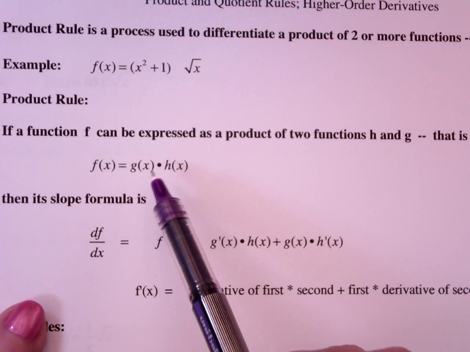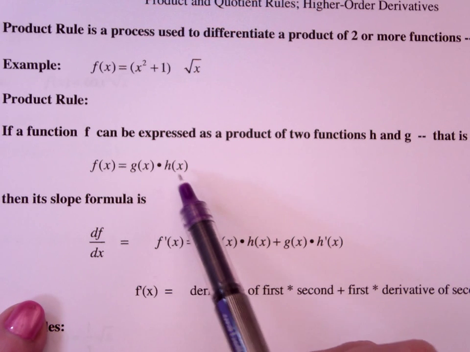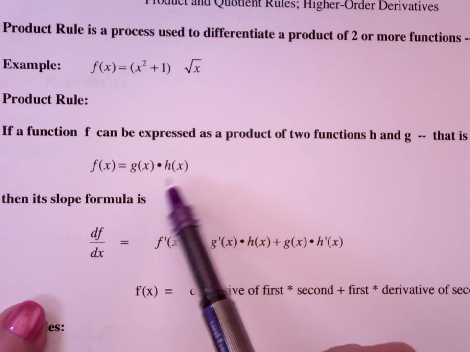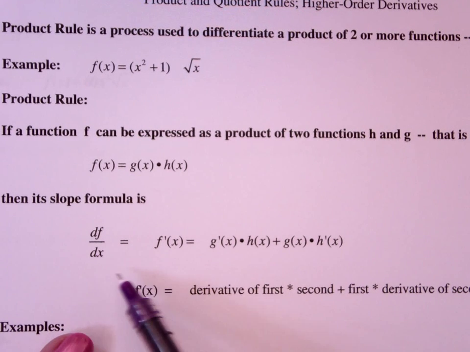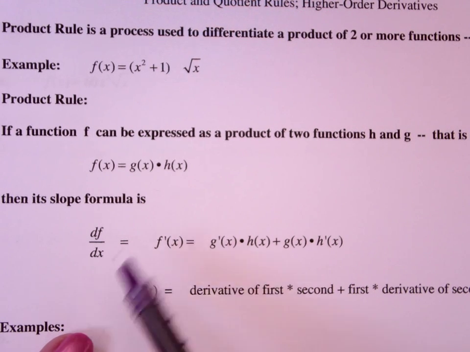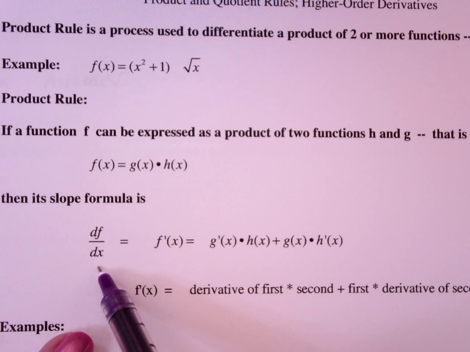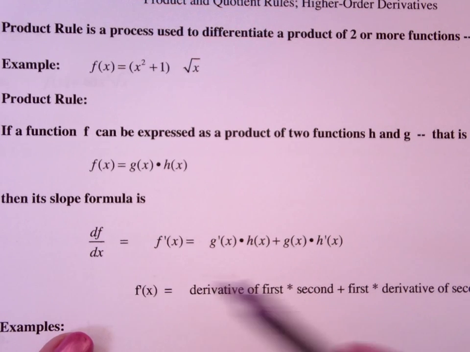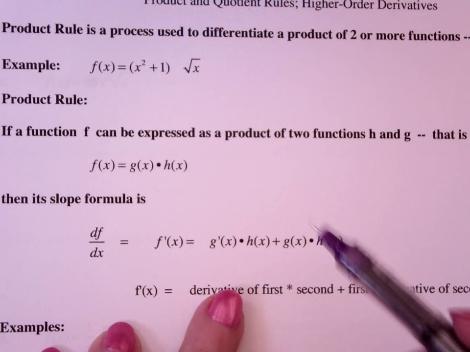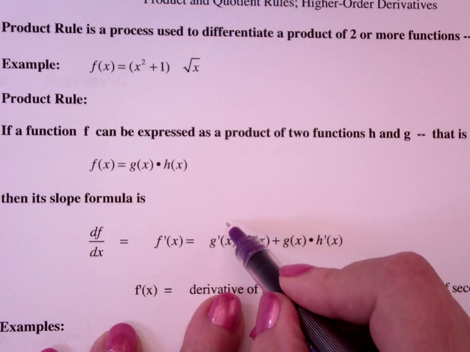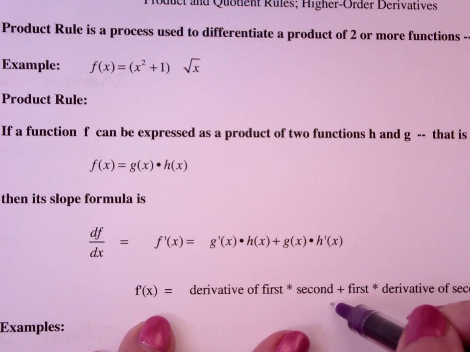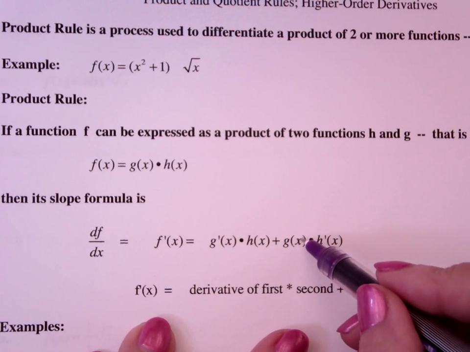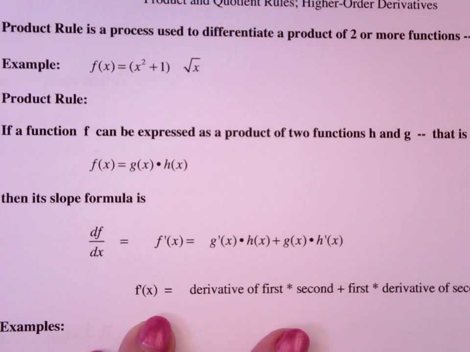If you have f of x equals g of x times h of x, that's the product of two functions. What is the derivative? The derivative of f with respect to x, which is f prime of x, is the derivative of the first multiplied times the second plus the first function times the derivative of the second.